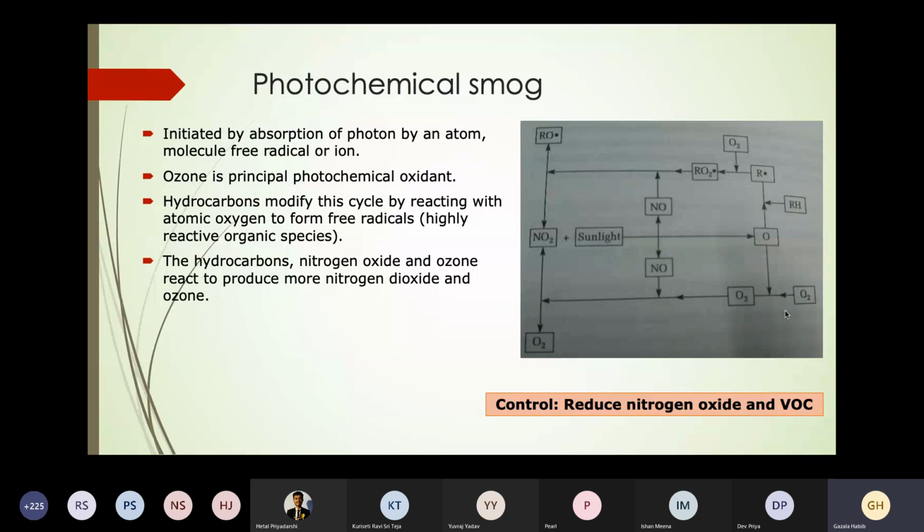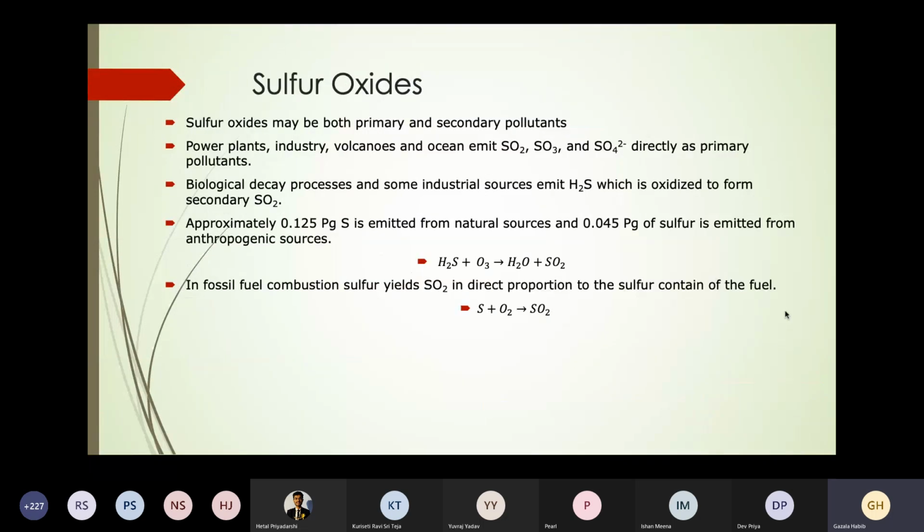So now I have a question for you. Name at least three photochemical smoke compounds, organic compounds, which form during photochemical smoke, so that you can search and find out.